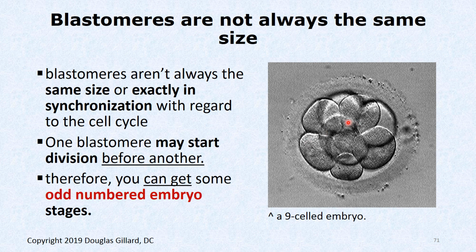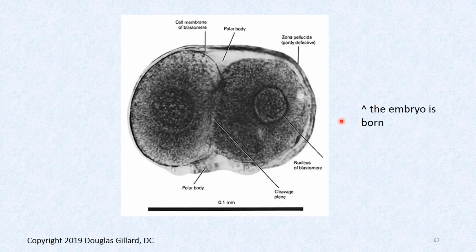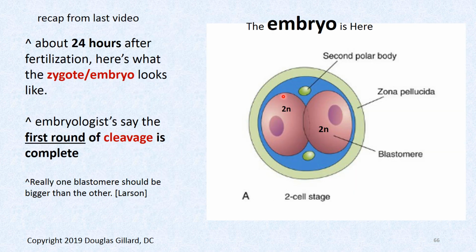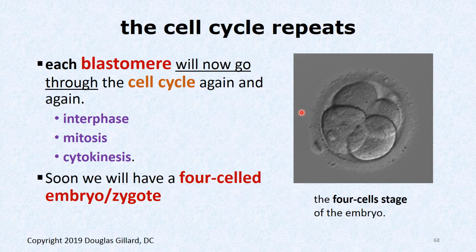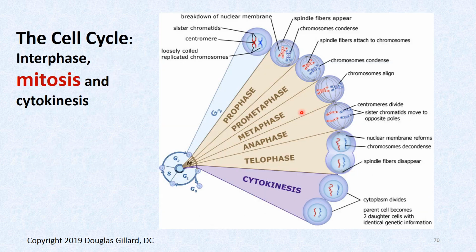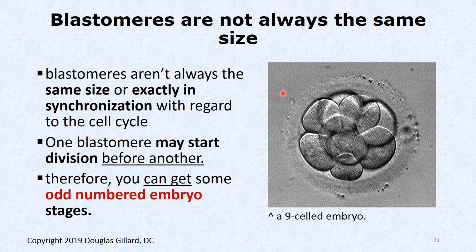Another point to make is that everything is not so simple. In reality, one of these would be smaller, one of these would be larger. One of them might start the cell cycle quicker than the other, so you don't always have this nice, beautiful splitting. Therefore, you could get some odd-number embryos. Like here's a 9-celled embryo, and that's because this embryo doesn't behave like it does on paper. It kind of has its own pace and speed.